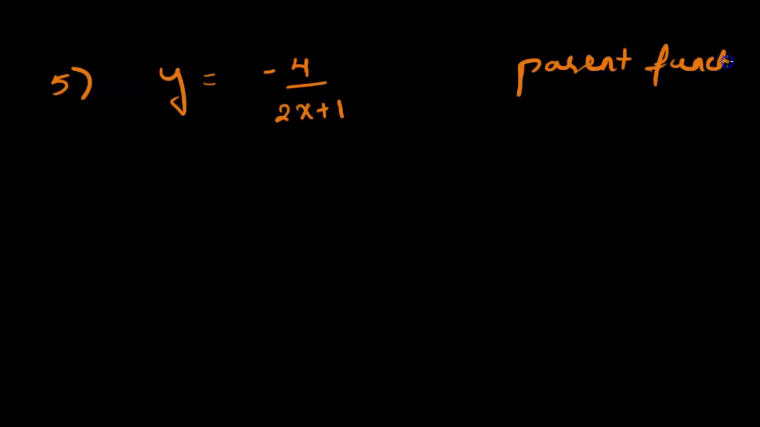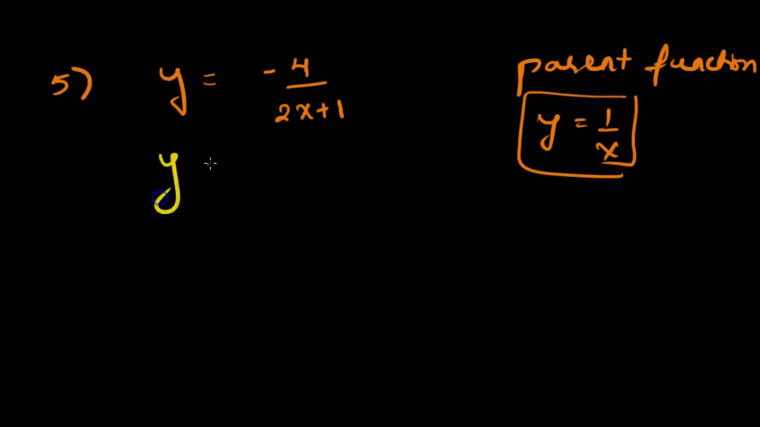Let's do one last question for the sake of practice. Let's say the equation is given to us as y is equal to -4 over 2x plus 1. First, we'll describe the parent function. So the parent function is going to be y is equal to 1/x. That is a reciprocal function. Let's write down the general transformed equation for a reciprocal function. It's a, in the bracket we have 1 over k(x minus d), plus c.